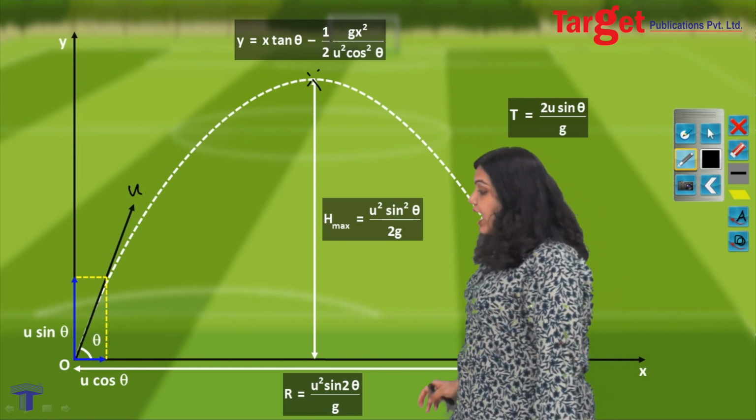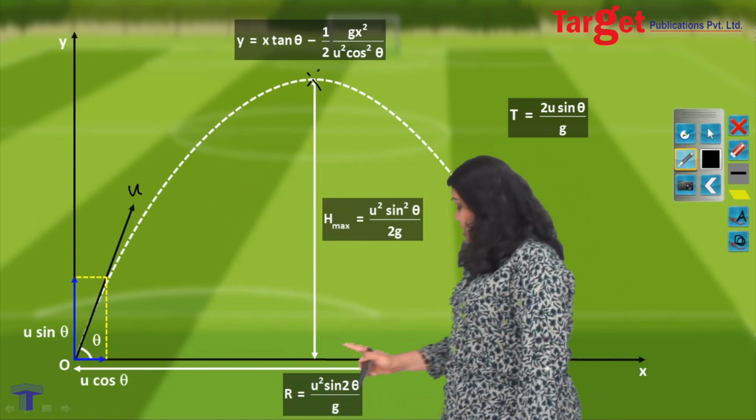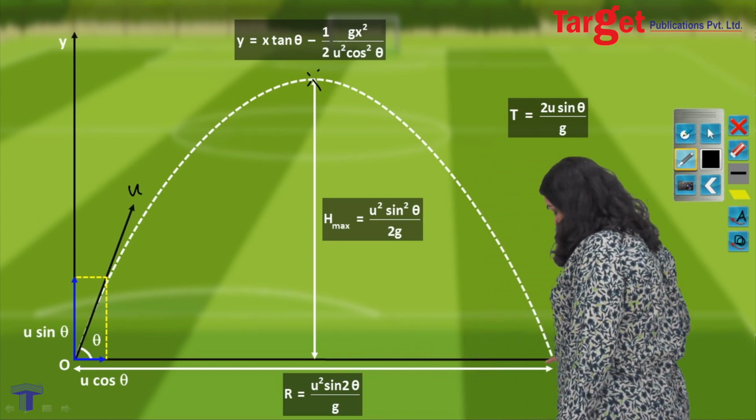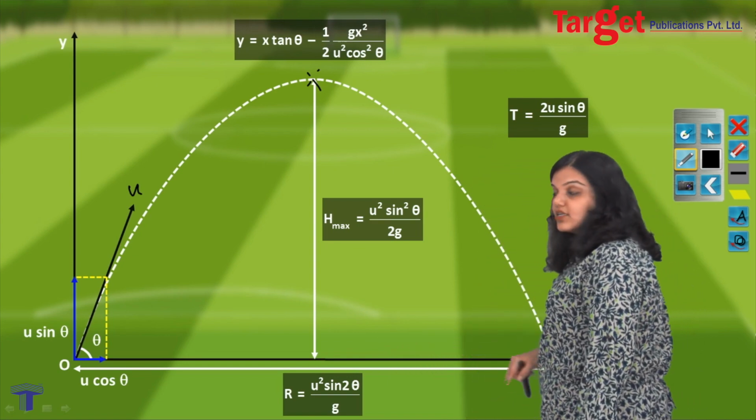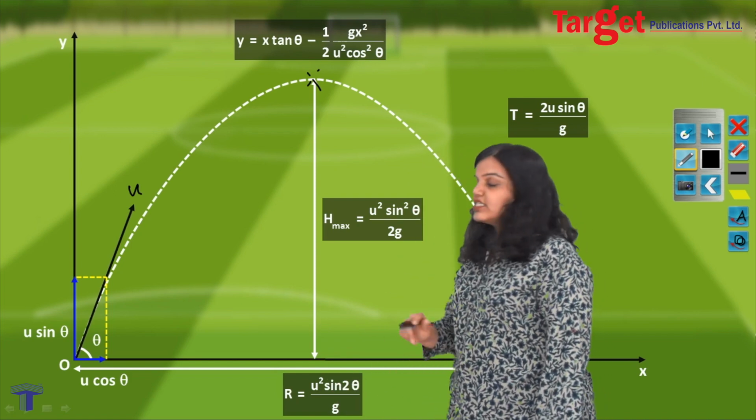And this is the range, that is the horizontal distance from the point of projection to the point where it comes back on the ground. This is the horizontal range. So R is equal to u square sine 2 theta by g.